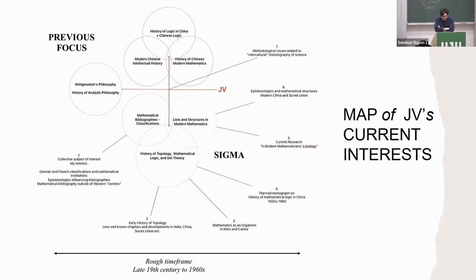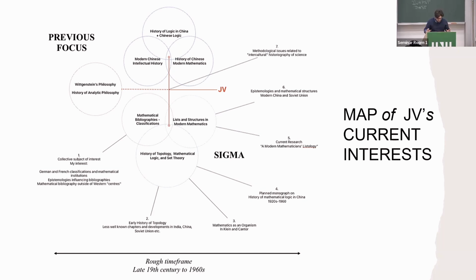And the demanding aspect comes from the fact that I'm kind of scattered as a scholar, so to say. My previous focuses include history of logic in China, plus history of Chinese logic, history of Chinese modern mathematics, and modern Chinese intellectual history. I've also spent some time studying the philosophy of Ludwig Wittgenstein. So you can see this current map of where my ideas are at the present.